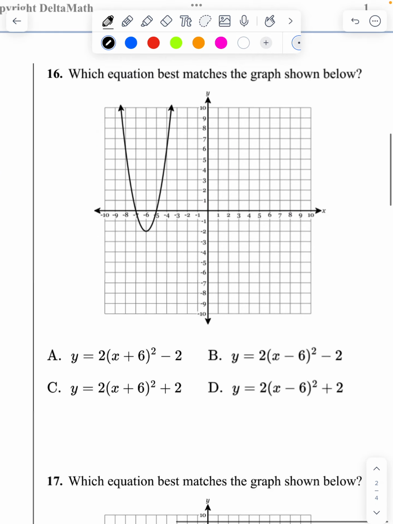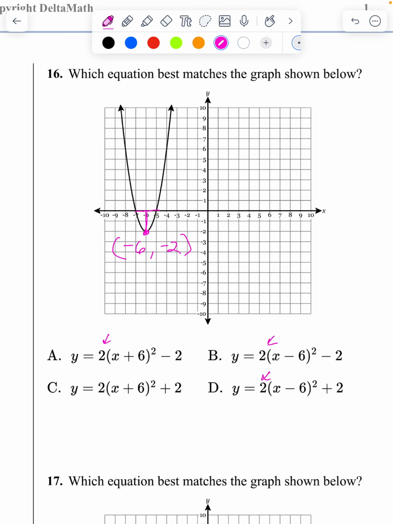Going over to 16, it says, which graph best matches the graph below? Well, I look at all the answers and they're written in vertex form. So if I look right here at this vertex, the vertex coordinates are negative 6, negative 2. So if I'm going to write this in vertex form, I know it also goes up 2 over 1, the very first step. So I'm looking for ones that have a 2 in front, and they all do.